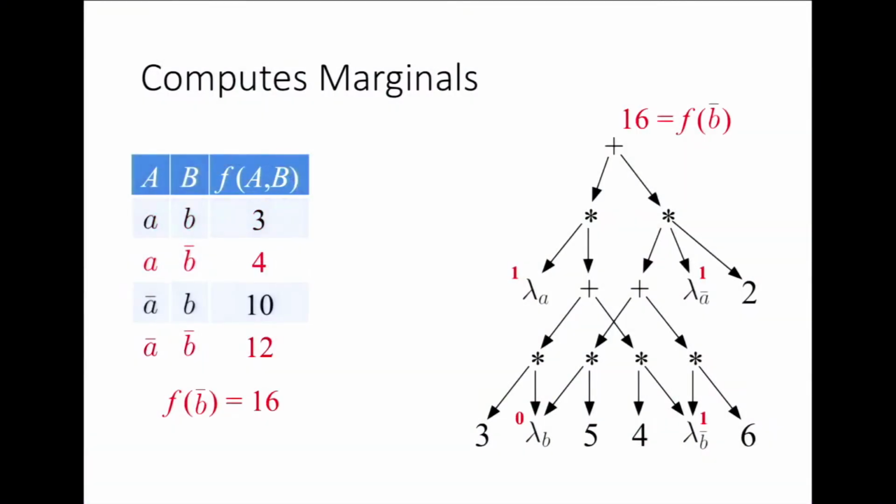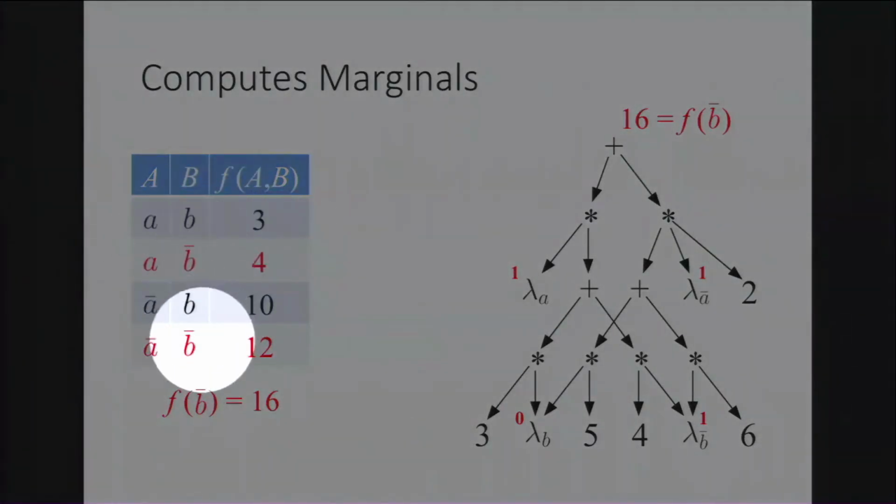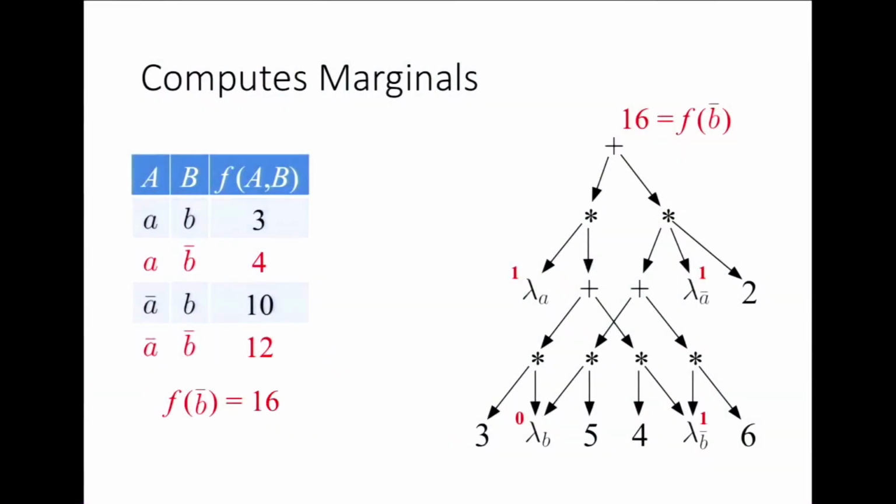If you evaluate it at what? What do we have here? B false, correct? These two rows, B false and A could be either. So in this particular case, 4 plus 12, that's 16. If you indeed do that by setting the indicators, A is 1, not A is 1, I get 16, it matches. We're good? So it is computing the marginals.